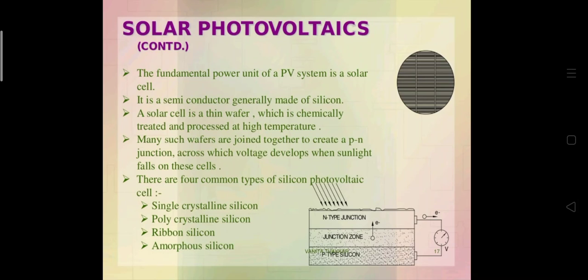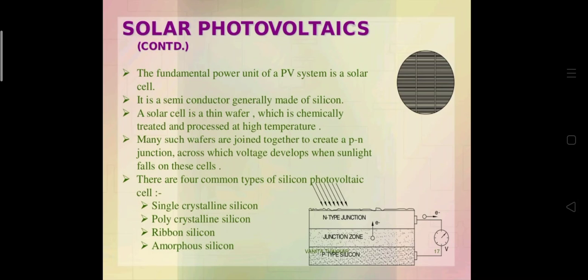Many such wafers are joined together to create a PN junction. A solar cell is nothing but a PN junction, across which voltage develops when sunlight falls on these cells. That PN junction develops the voltage when sunlight falls on the cells.